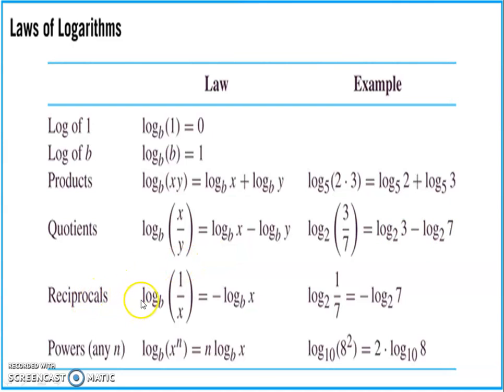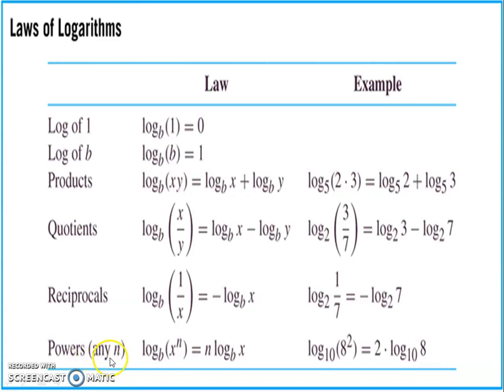Reciprocal law: log to the base b of 1 upon x is minus log x to the base b. Always be careful about the negative sign. If the reciprocal form, that is the quotient form, is there, then you should write it with any base. Suppose I put b equal to 2 and x equal to 7. That is, log 1 upon 7 to the base 2 is equal to minus log 7 to the base 2.